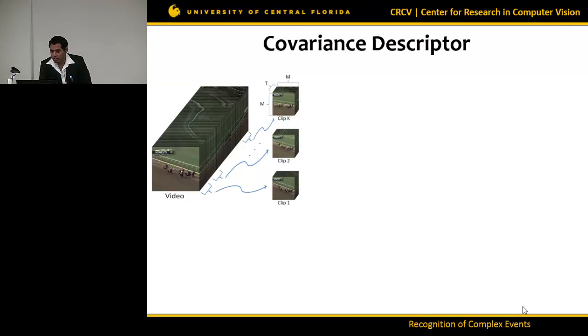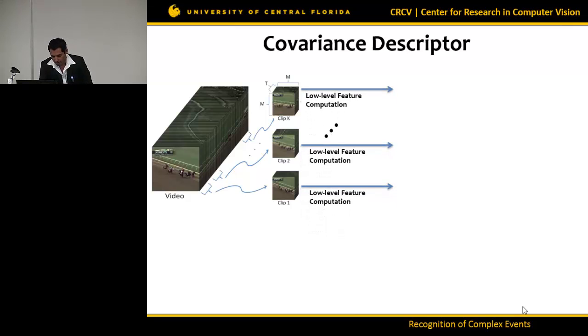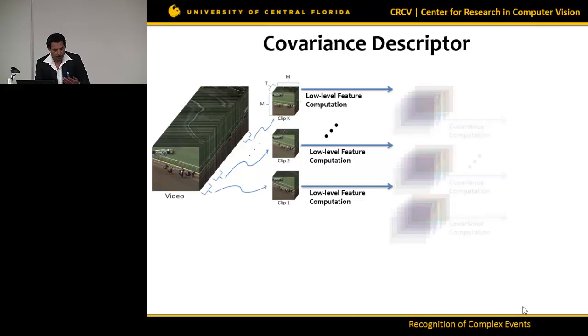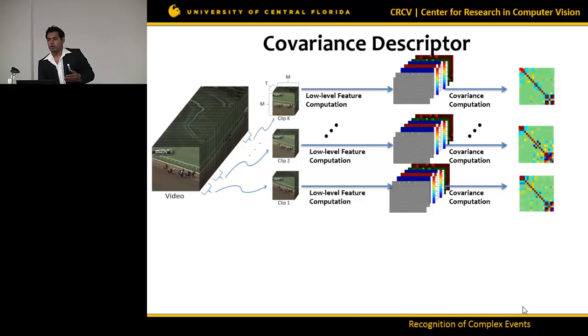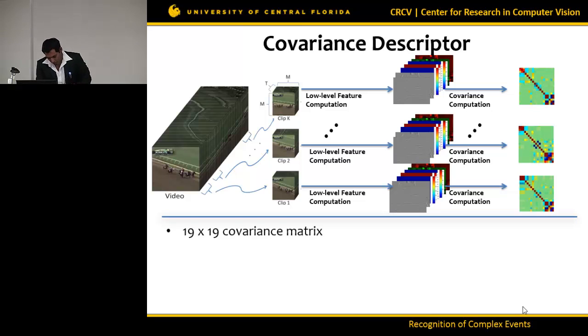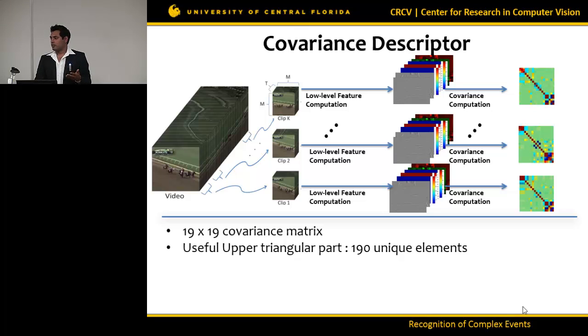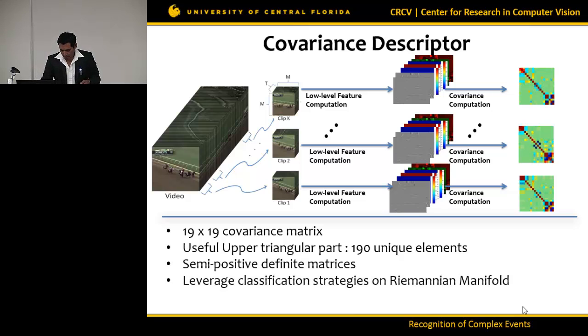Now, this slide shows an overview of how this covariance is computed. Given a video, we divide it into a number of clips. Once we have those clips, we compute these low-level features, and from those features, we get these covariance matrices corresponding to each clip. In this particular example, we show a 19 by 19 covariance matrix. That is because we have 19 low-level features per pixel. And since these are symmetric positive definite, we can use just the upper triangular or lower triangular part of it. And we can also leverage the properties of covariance matrices because these lie on a Riemannian manifold.